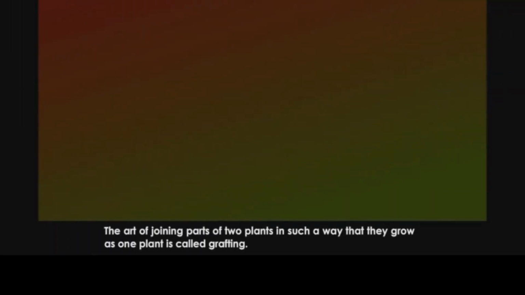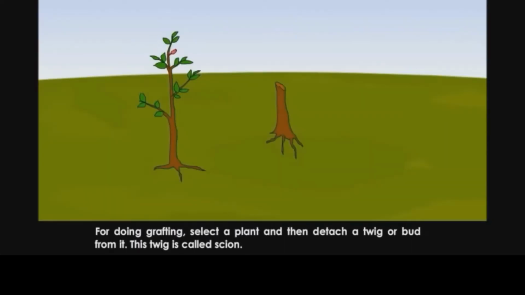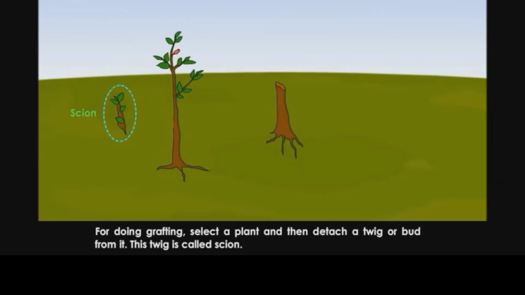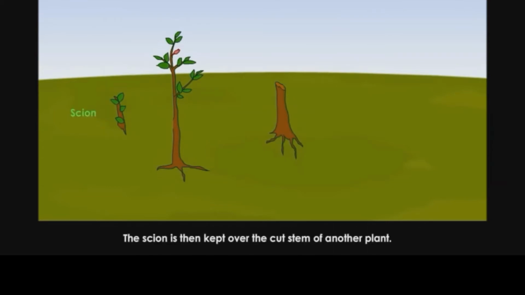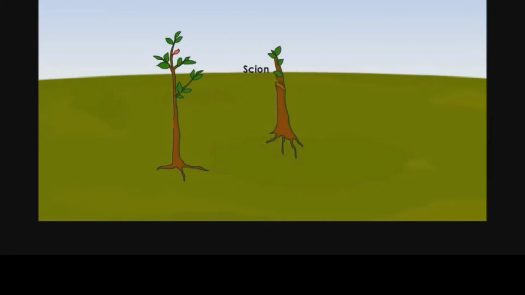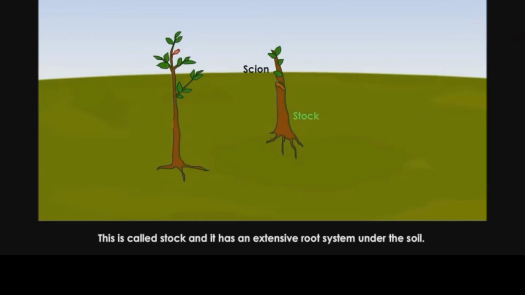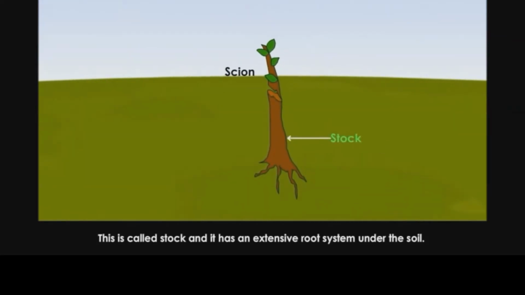Grafting. The art of joining parts of two plants in such a way that they grow as one plant is called grafting. For doing grafting, select a plant and then detach a twig or bud from it. This twig is called scion. The scion is then kept over the cut stem of another plant. This is called stalk, and it has an extensive root system under the soil.